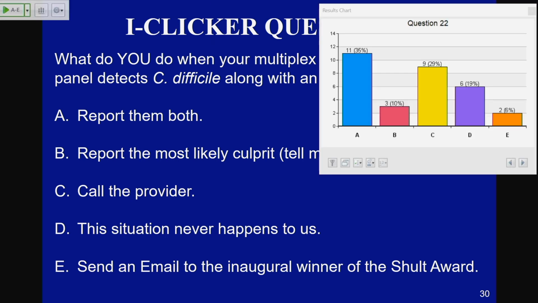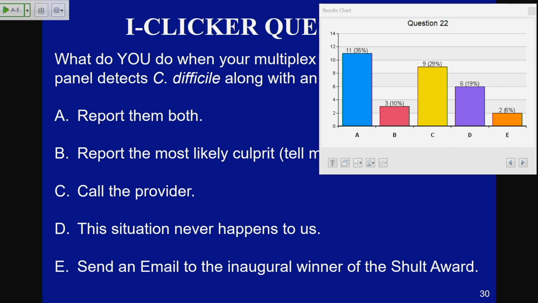Results. Okay, we have about a third of us reporting them both. We have about another third of us calling the provider to hash it out. I think that's reasonable. And again, there's no right answer to this, except for the people who answered E. That is definitely a correct answer. So send Ray an email and he'll tell you what to do.